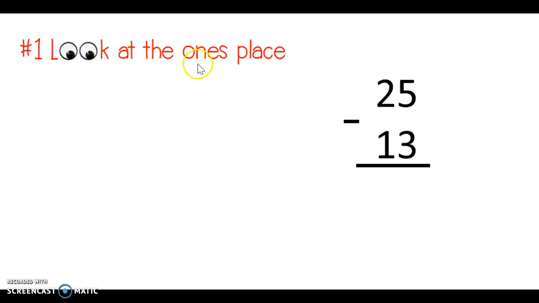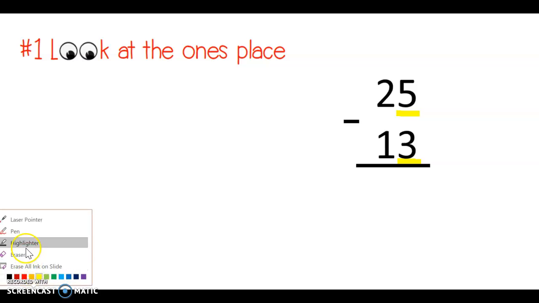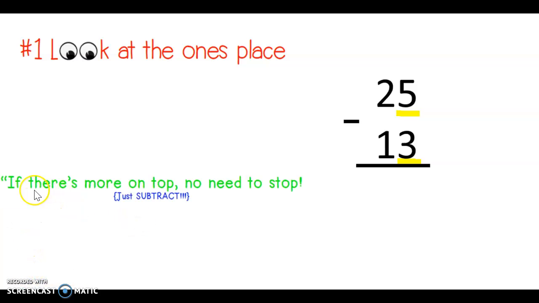Now I'm going to take a look at the ones place. So if I look over here, I notice that my 5 in 25 is in the ones place and my 3 in 13 is in the ones place. So if there's more on top, no need to stop. We just subtract. So if we look up here at the top, the 5 is worth more, has a greater value than 3. So there's no need to stop.